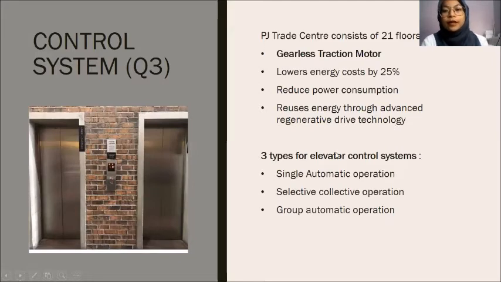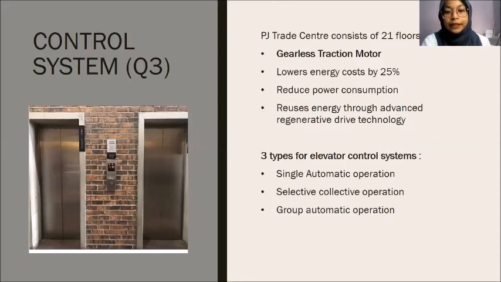There are 3 types of elevator control system. First, single automatic operation. A single automatic operation is the first automated system, with a single call button on each floor and a single button for each floor inside the car. When called, if no one is using it, the passenger has exclusive use of the car until the trip is complete.